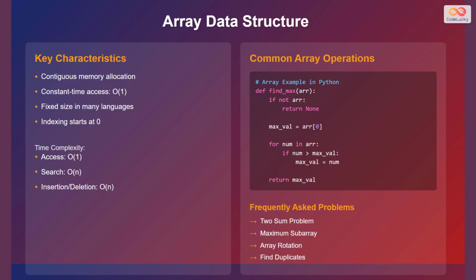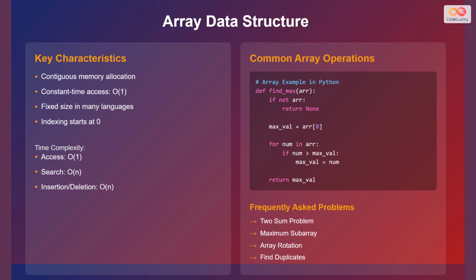The indexing in an array always starts at 0. Let's discuss time complexity for various array operations. Accessing any element in the array takes big O of 1 time. Searching for an element in an unsorted array takes big O of n time, where n is the number of elements. Inserting or deleting an element in the middle of an array takes big O of n time because you may need to shift other elements.